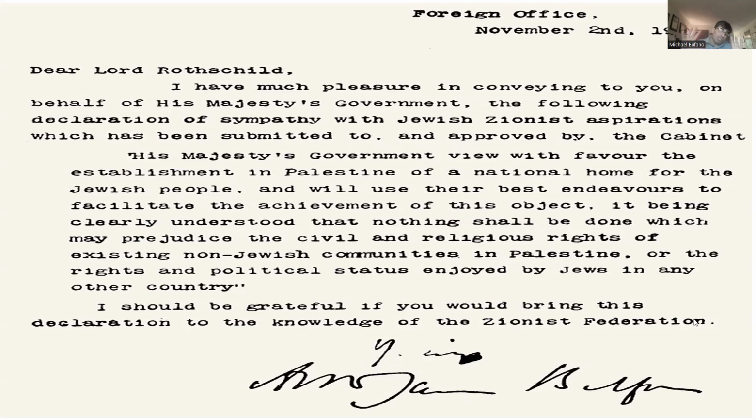So basically, it's promising Jews a homeland, but not a state of their own, right? So you can go to this place, but this does not mean we are going to displace other groups that live there, Christians or Muslims, right? So you could go and live there, but we're not promising you your own state here. So the Balfour Declaration did not create Israel. This is going to come later, a couple of decades later, okay? So he finishes here, "I should be grateful if you would bring this declaration to the knowledge of the Zionist Federation," which of course Lord Rothschild does.